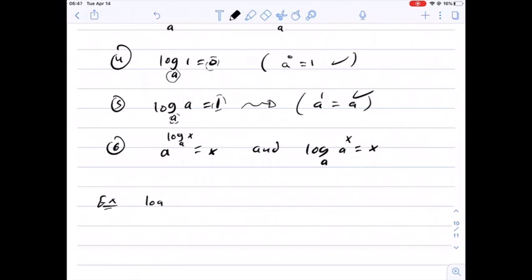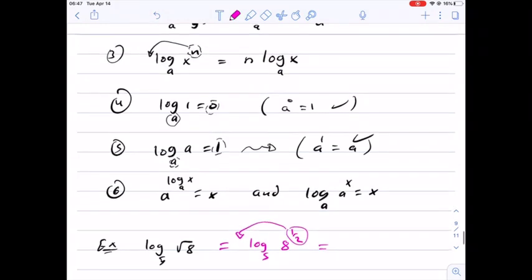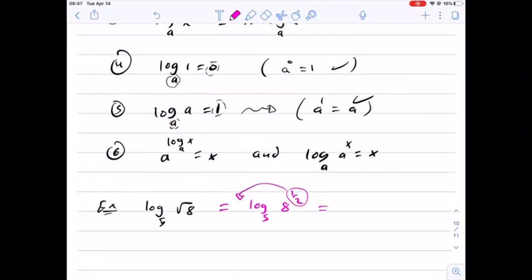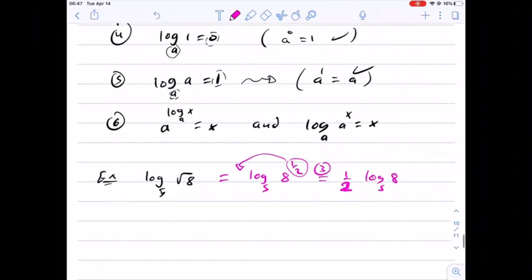Let's take some examples. We have log base 5 of square root 8. We want to find this. So this is log base 5 of 8 to the 1/2. So we can bring the power here using property 3. 1/2 log base 5 of 8.